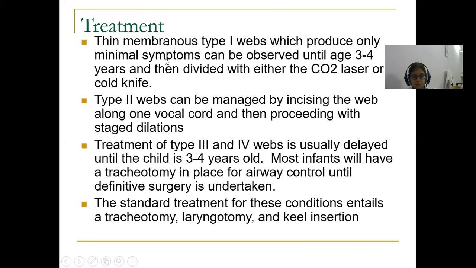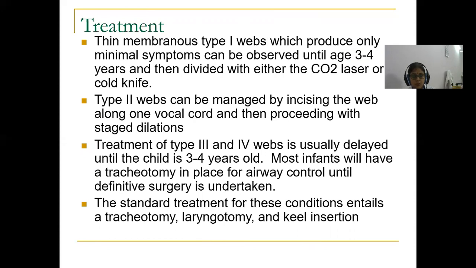So coming to the treatment aspect of laryngeal webs, thin membranous type 1 webs which produce only minimal symptoms can be observed until age 3 or 4 years and then divided with either CO2 laser or cold knife. Type 2 webs can be managed by incising the web along one vocal cord and then proceeding with staged dilatations.